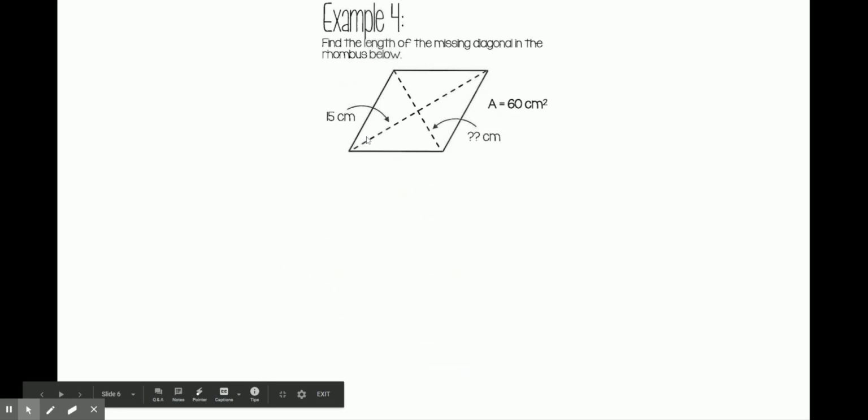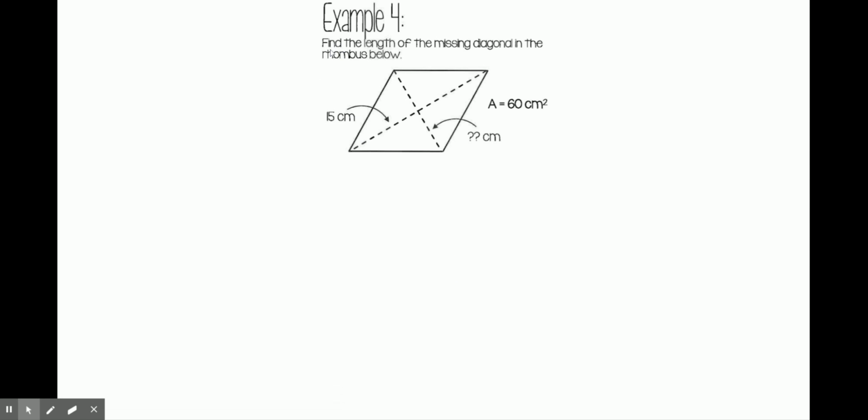For our final example, we've got a rhombus. So we need to find the missing diagonal, which is this one right here. We're going to start by, again, writing the area of a rhombus formula. Its area equals diagonal 1 times diagonal 2 divided by 2. Let's fill in our missing information. Do we know the area? We do. It's 60, so replace A with 60.